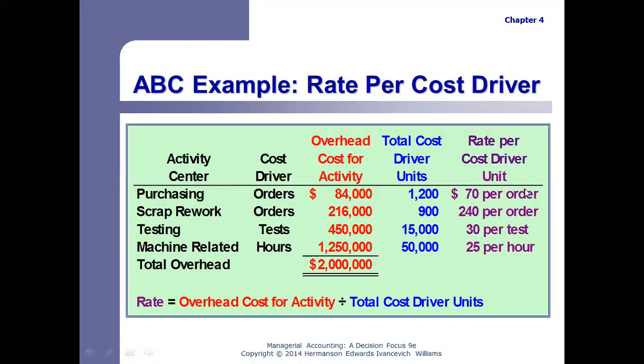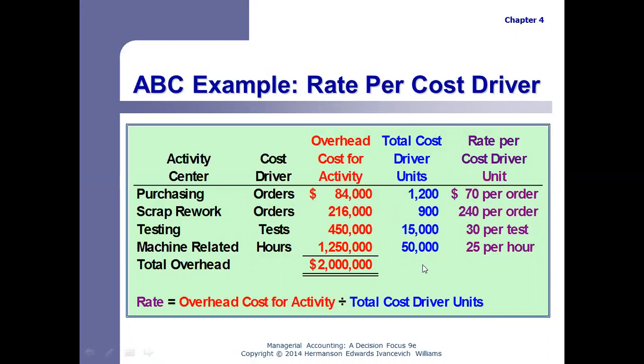Okay, so you're getting a cost per driver for each of the different activities. Remember before we just had one $50 per hour. Here we're dividing it up and we're being more precise by using different drivers for the different activities. Again, just take the total dollar amount for each activity, divide by the total cost driver units for each activity to get a rate per cost driver unit.